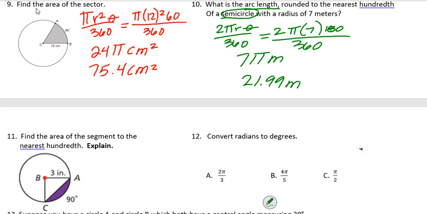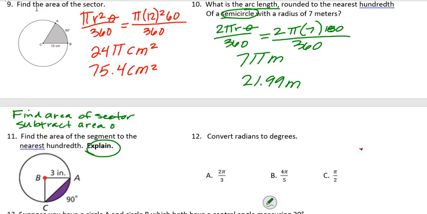All right, down here for number 11. When we do number 11, you guys are going to have to explain this. So in the explanation, what I need you guys to say is find the area of the sector, and then subtract the area of the triangle. That's how you find it. So that's exactly what we're going to do.